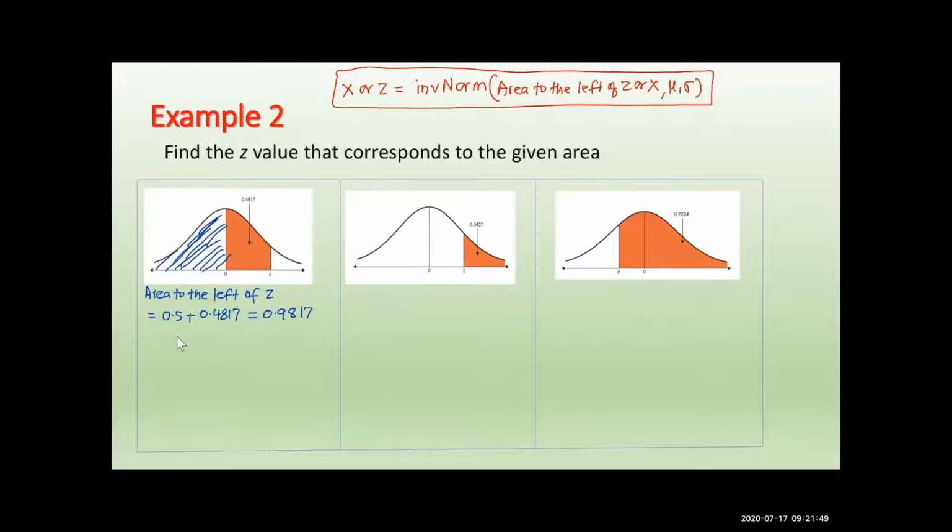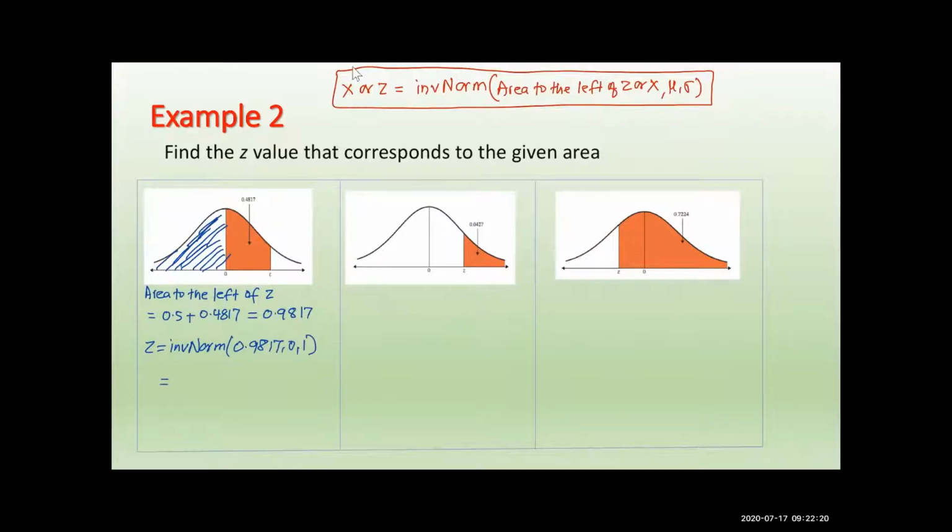After we have this, we use this command here. We need the z value. So z is equal to inverse normal. Make sure you write this down. The area we got is 0.9817, the mean is 0, and the standard deviation is 1.